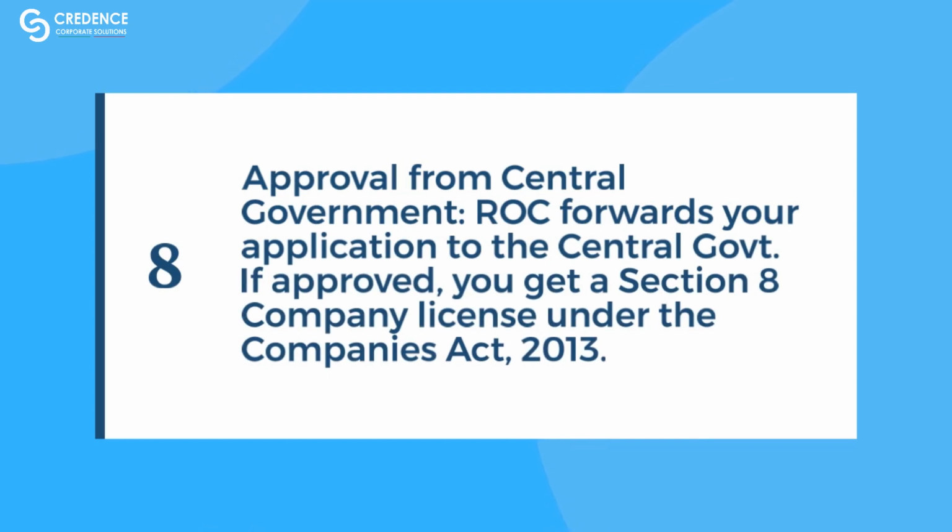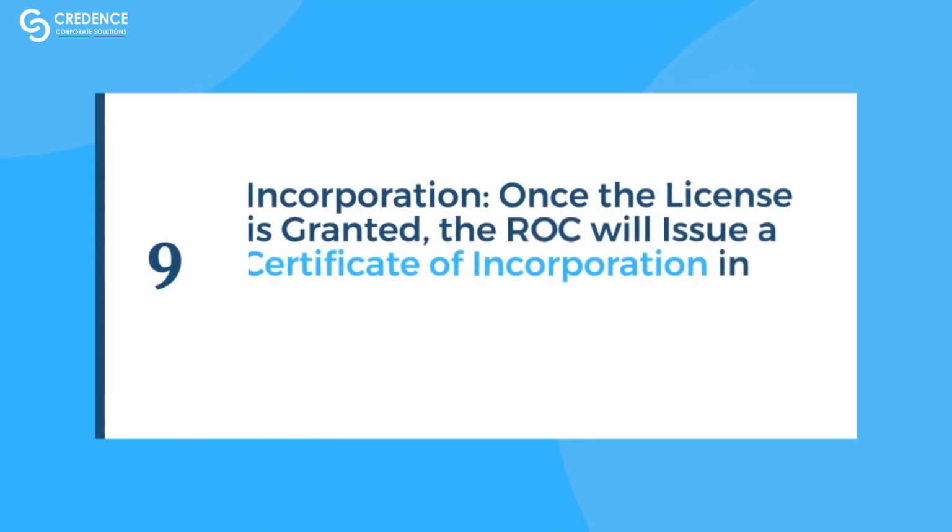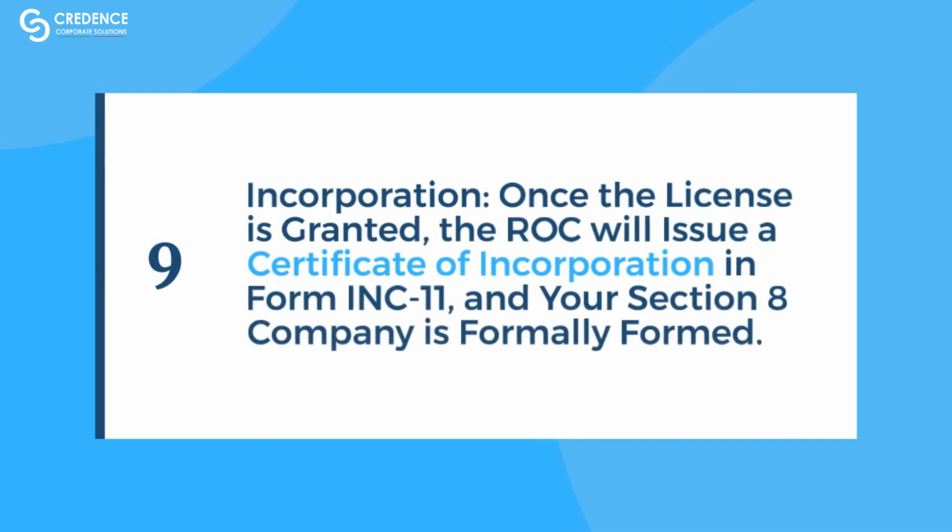8. Approval from central government. ROC forwards your application to the central govt. If approved, you get a Section 8 company license under the Companies Act, 2013. 9. Incorporation. Once the license is granted, the ROC will issue a certificate of incorporation in Form NC11, and your Section 8 company is officially formed.